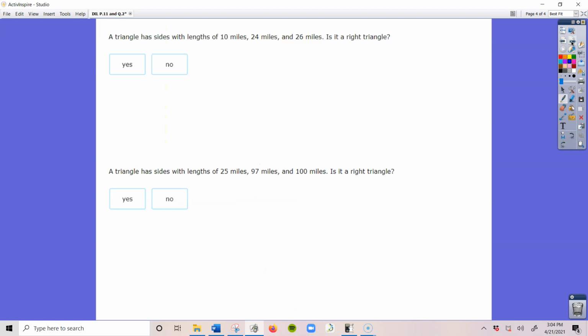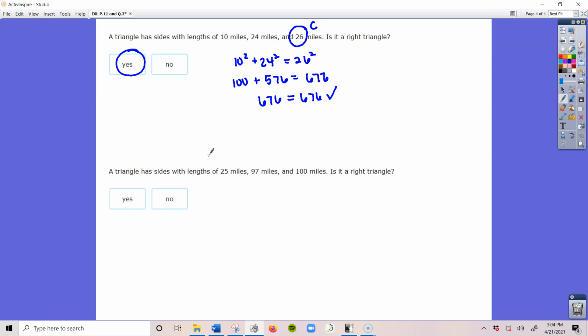Let's do a couple more. A triangle has side lengths of 10, 24, and 26. Again, I look for my longest side. This is C. So 10 squared plus 24 squared should equal 26 squared if it is a right triangle. 10 squared is 100 plus 24 squared, which is 576. And this should equal 26 squared, which is 676. If I add these, I get 676, which does equal 676. So yes, this would be a right triangle.